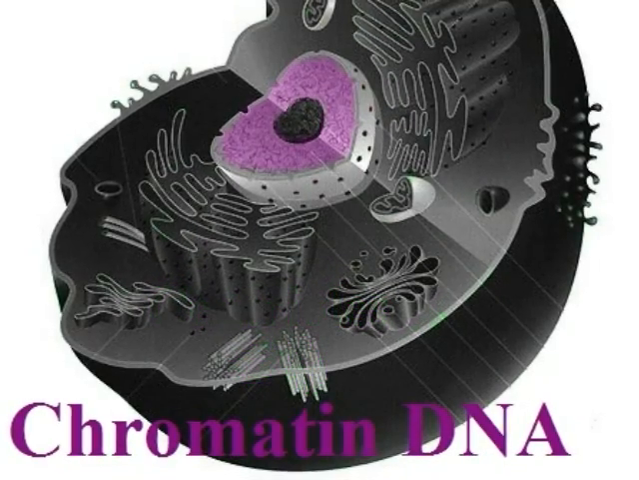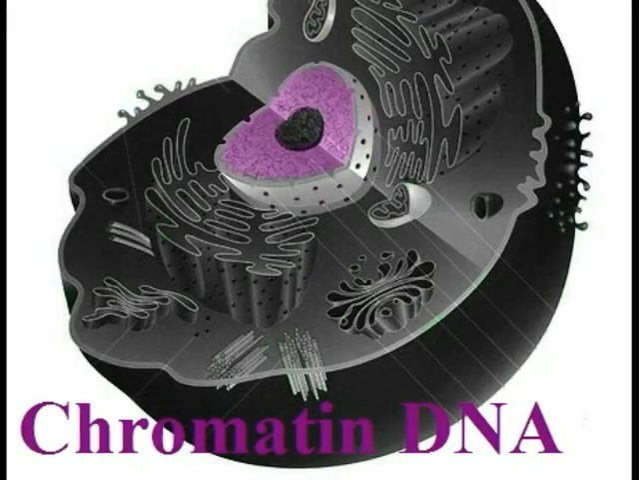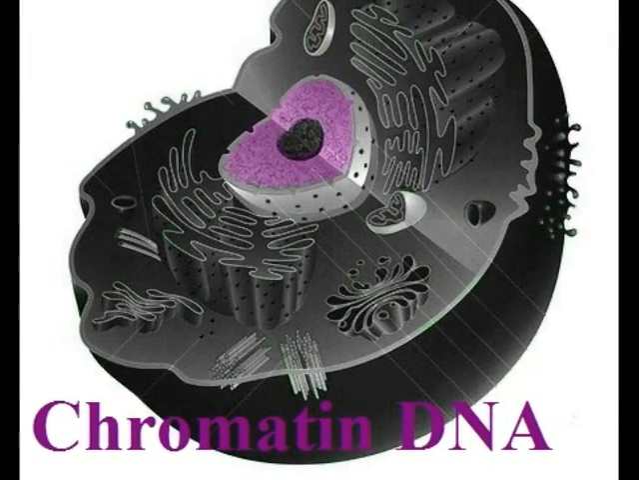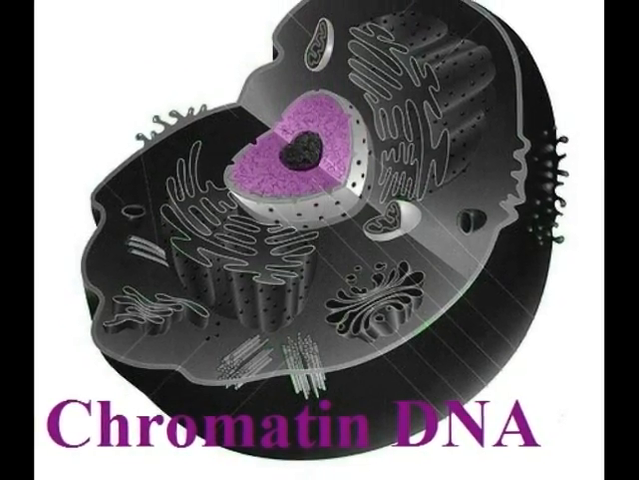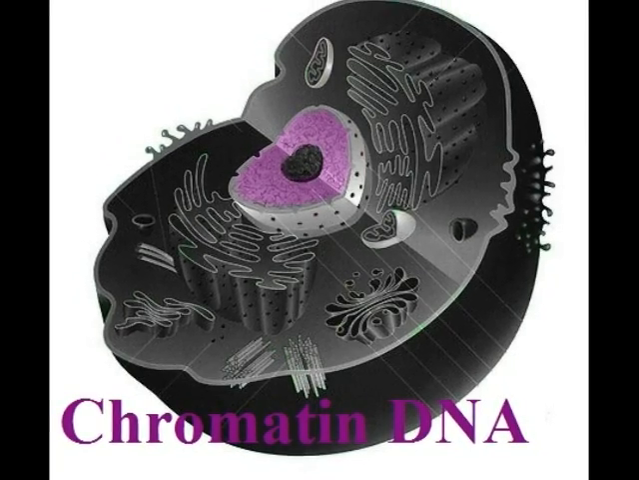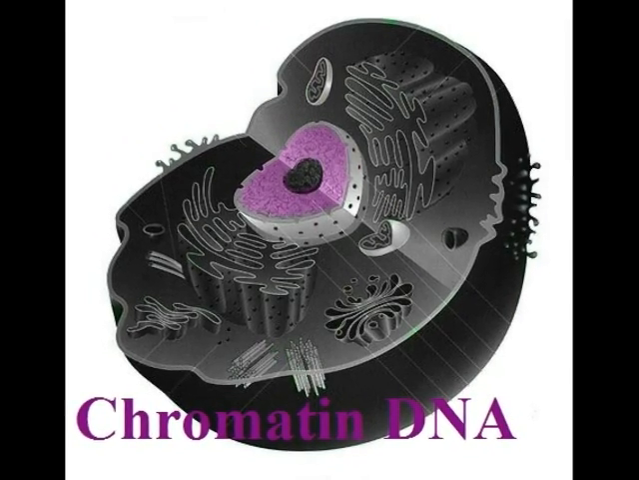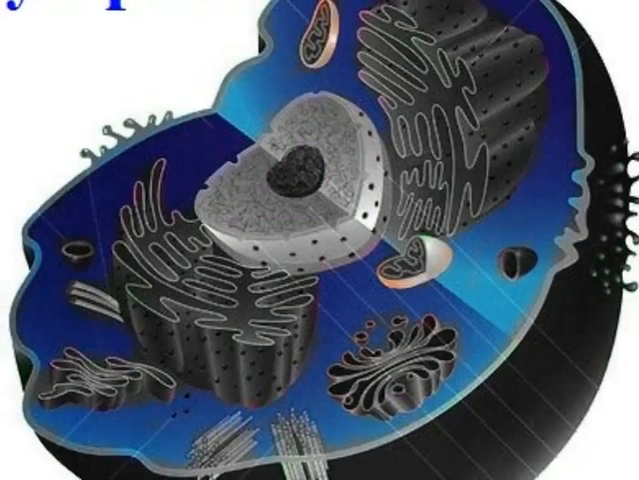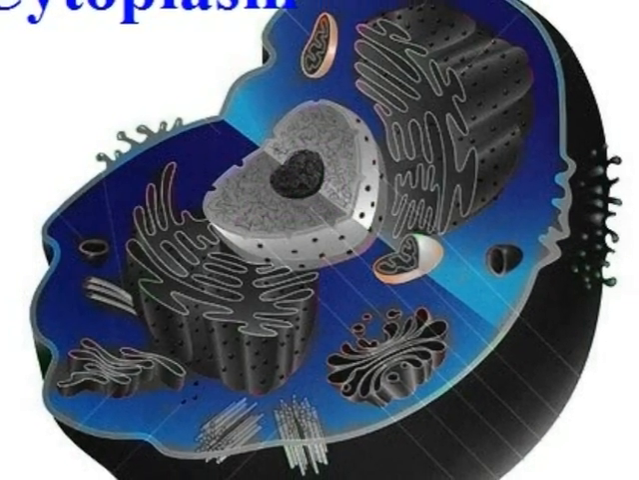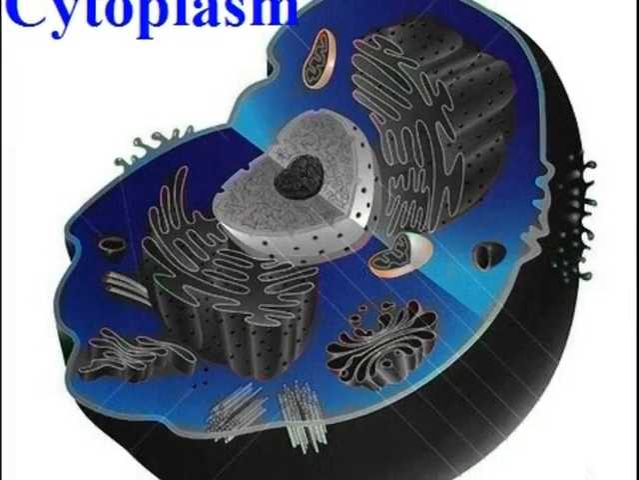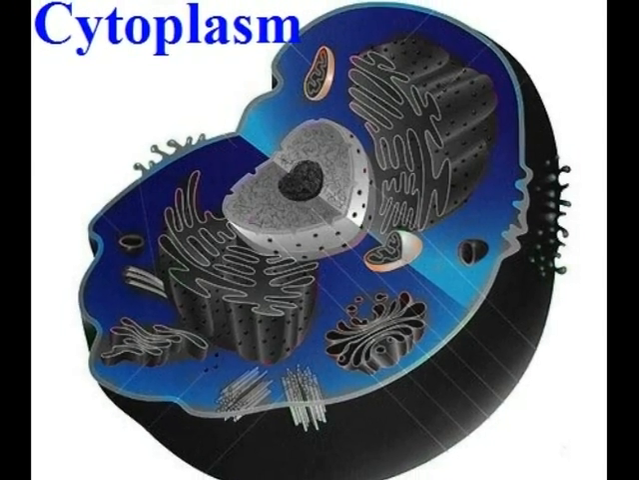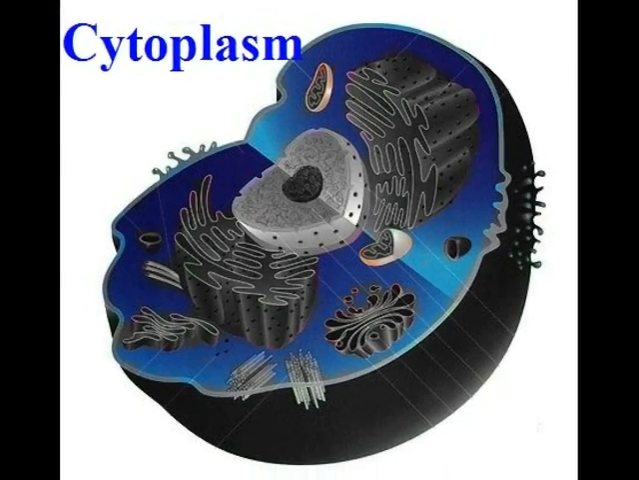If you look up you will see the chromatin. Located in the nucleus, chromatin is a granular thread-like material that is composed of DNA and histone proteins. If you look around, we have the cytoplasm. The cytoplasm is the jelly-like substance inside the cell in which the organelles are located.